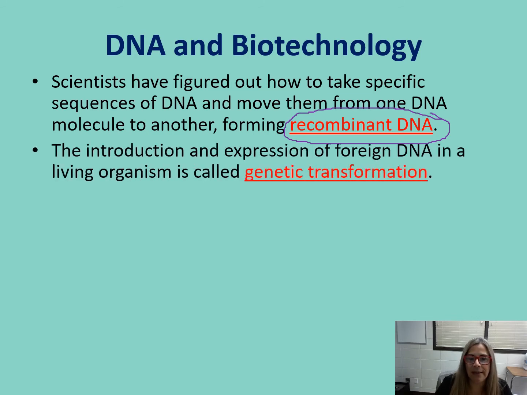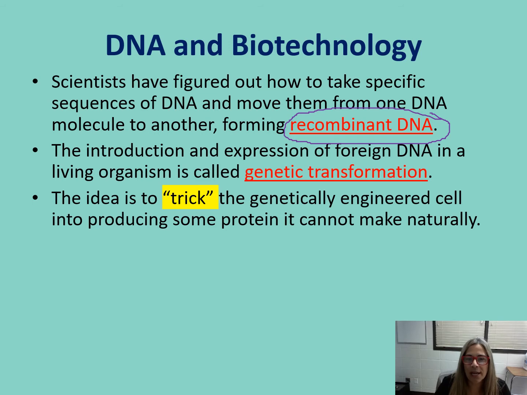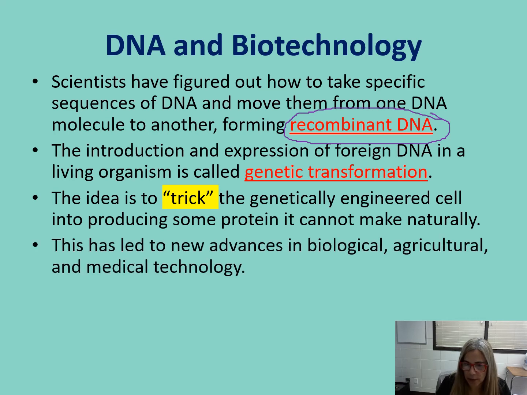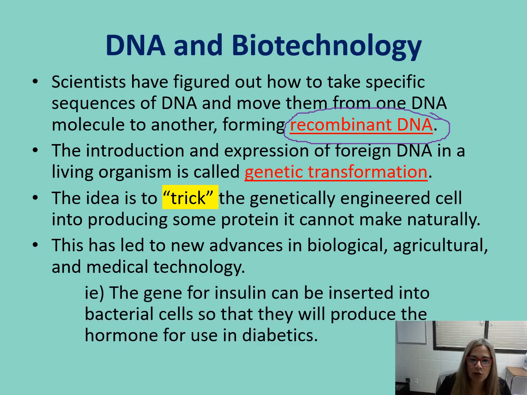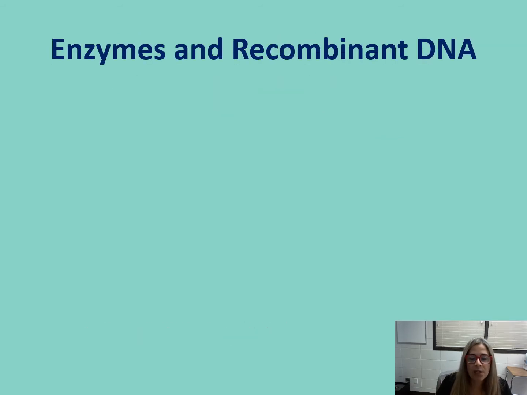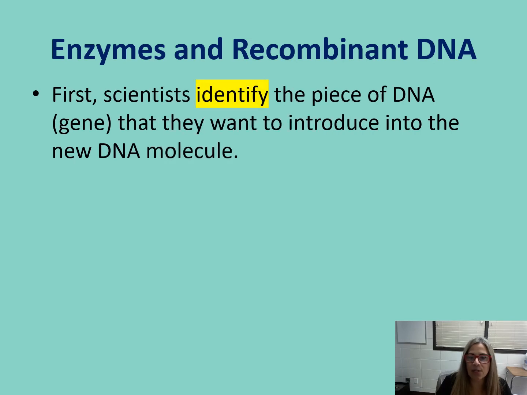So basically, when we introduce foreign DNA into a living organism, it's called genetic transformation. Okay, that's just a term. The whole idea with this type of biotechnology is to trick an unsuspecting bacterial plasmid, a little ring of DNA, into making a protein that it typically does not make. You're giving it the gene necessary to produce a protein that it would not make in its natural world. And this has led to a lot of advances in biology, agriculture, and medical technology.